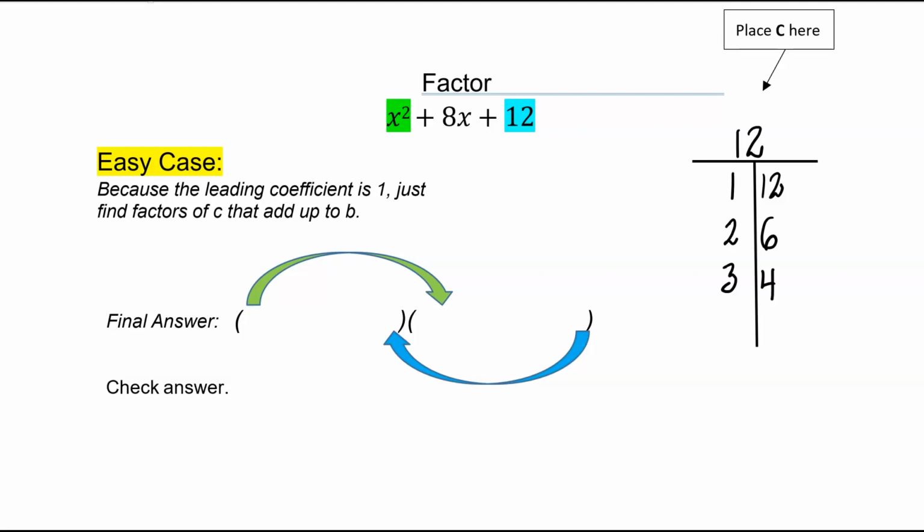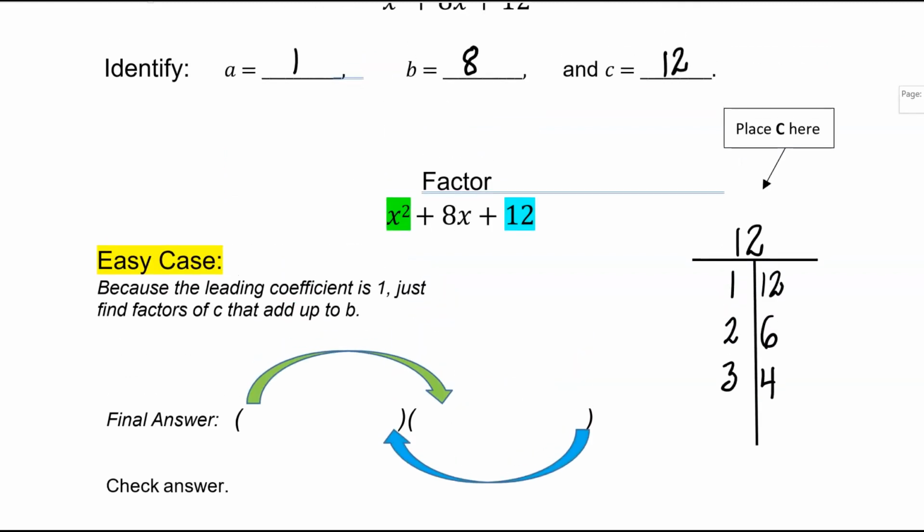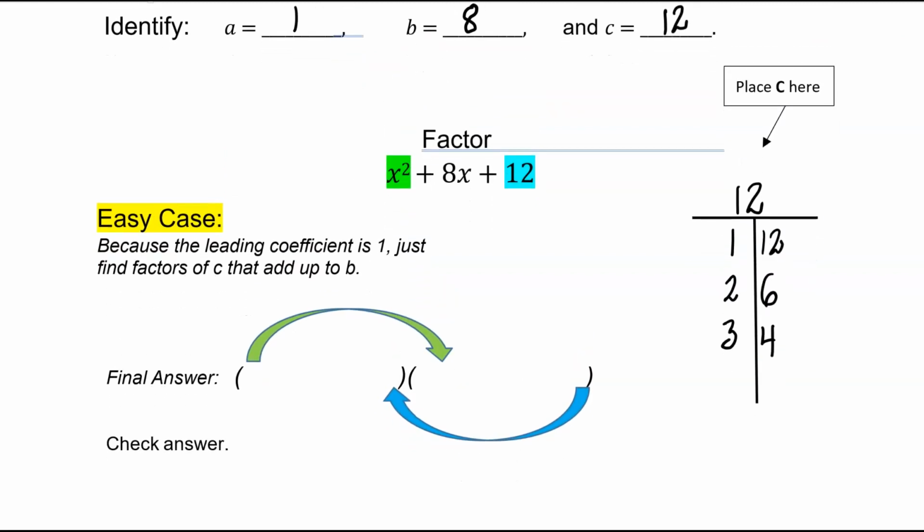Now what factors would add up to B? And what is B again for this particular problem? B is 8. So B is the coefficient of the middle term.